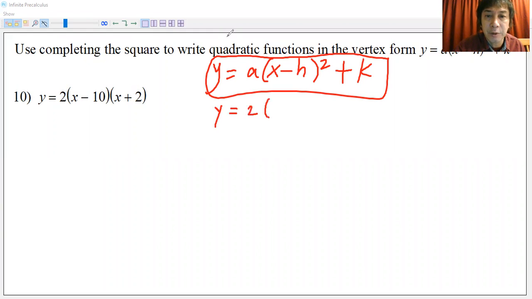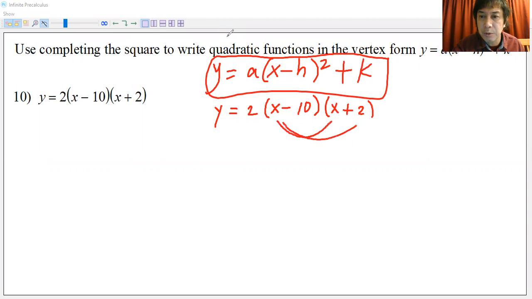We have the 2 and then x minus 10, okay? And then you have x plus 2. All right, multiply term by term using the two binomials, okay? This times this, all right? So we have y is equal to 2 times, what do we have there? X and x is x squared. X and the 2 is 2x. So we will have plus 2x.